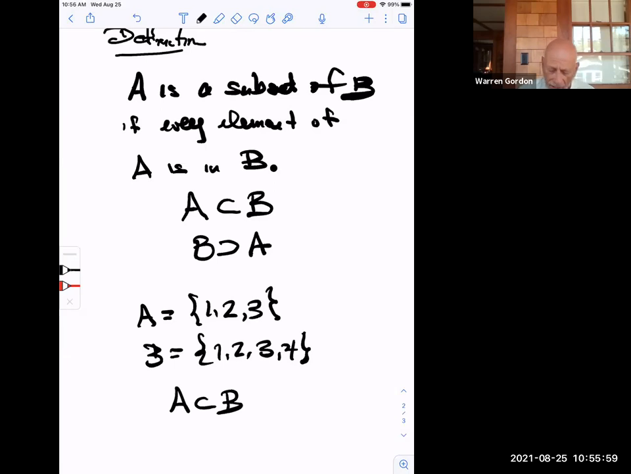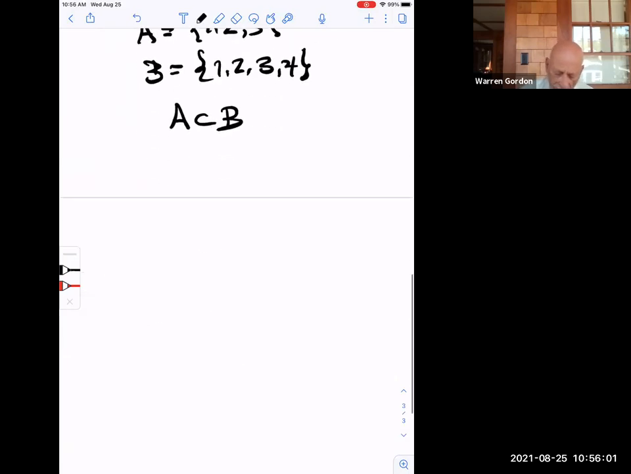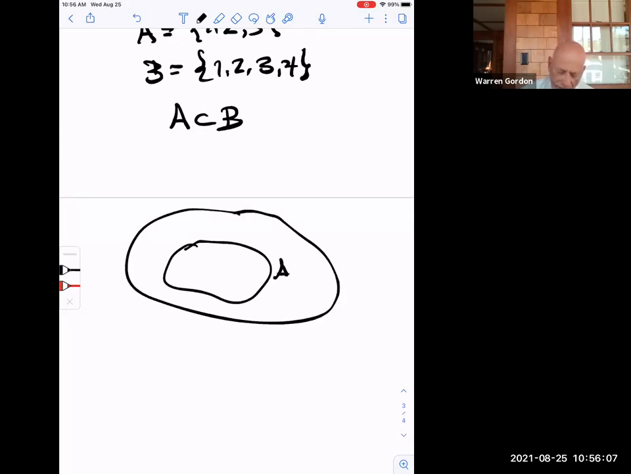If I drew a picture, if this represented the set A, then this would represent the set B. A is contained within B. Pictures like this sometimes have a name. Sometimes they're called the Venn diagram. We'll talk about these a little bit more very shortly.